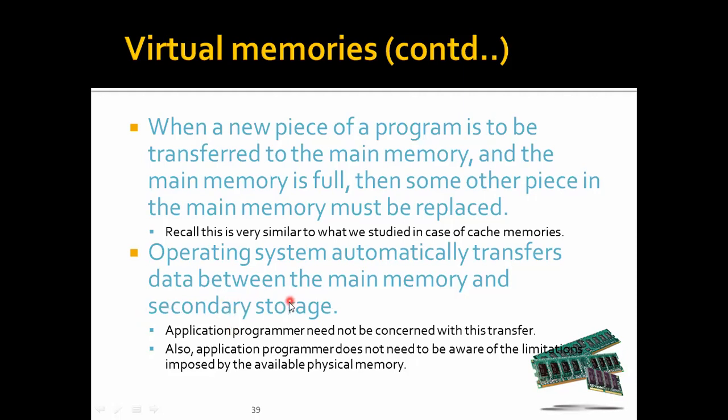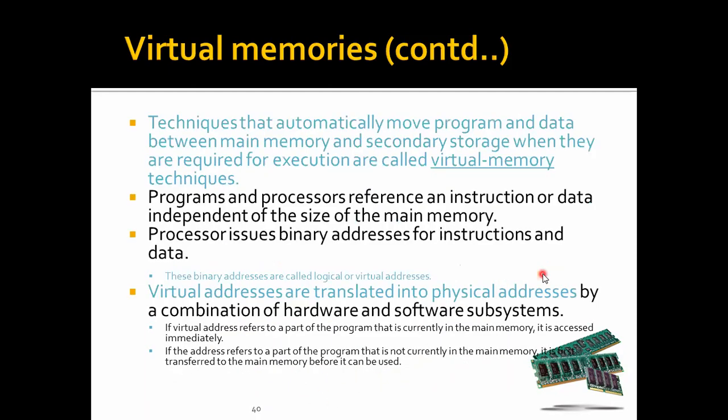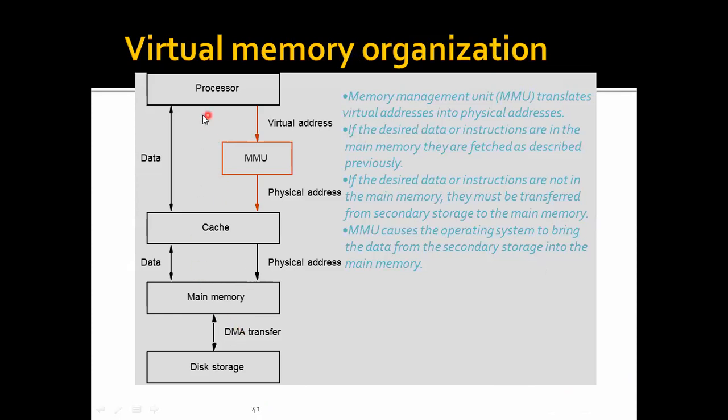Application programmer need not be concerned with this transfer. Also, the application programmer does not need to be aware of the limitations imposed by the available physical memory. See the diagram. If you see this diagram, then you will get some idea about this virtual memory. Here the processor will be there. We know about the processor, all the operations we give are done in this processor. Cache memory is there to speed up the operations.